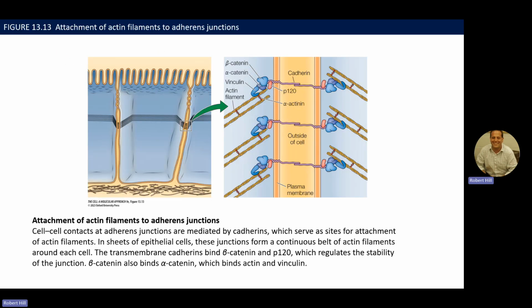That's the main point. Anyways, you can see here you got 2 cells. This is an adherens junction, and these cadherins protrude out, and they will connect.